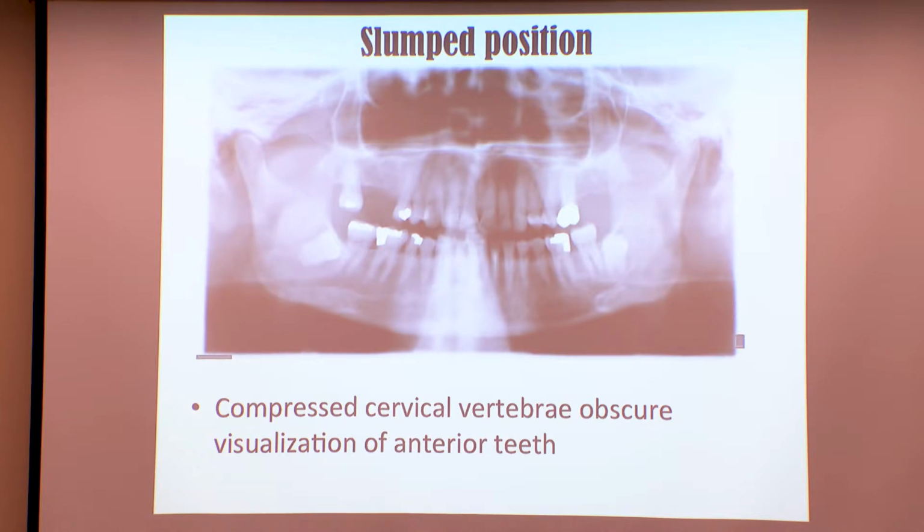So slumped position, another thing is making sure that your patient is standing up nice and tall. Otherwise, if they're crouching over here, they have like a hump of their back, and that is what causes this opacity right here. This is from not just the spine, but from the soft tissue of the back.